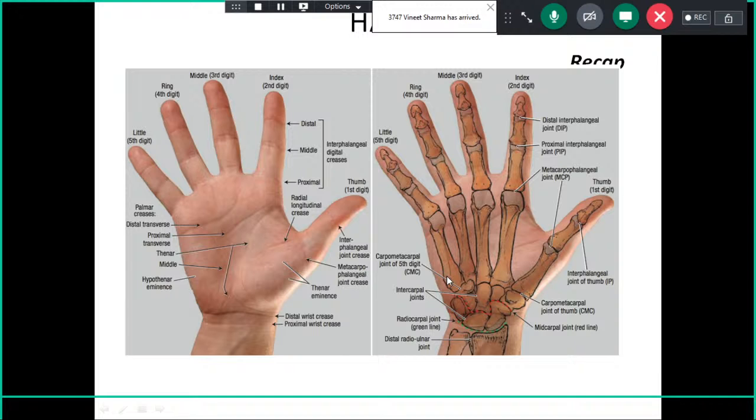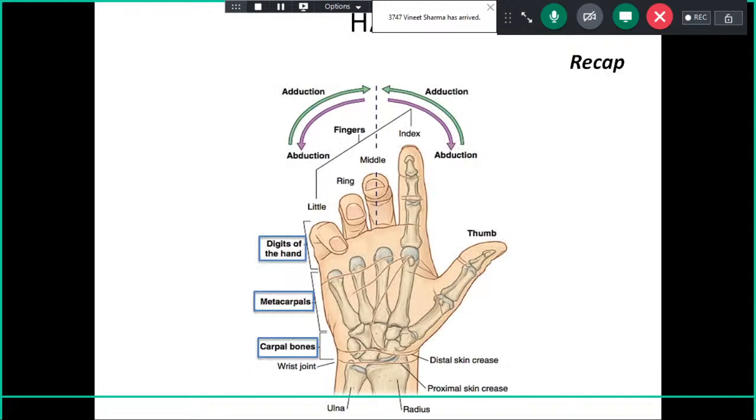And this is another recapitulation. The bones in the hand are categorized into the carpal bones, the metacarpals, and the digits, wherein we have the phalangeal bones, right? This image very well shows the axis around which adduction and abduction take place. Now can you see what kind of image this is? I'll turn on my camera for a while. Yeah, can you see me?